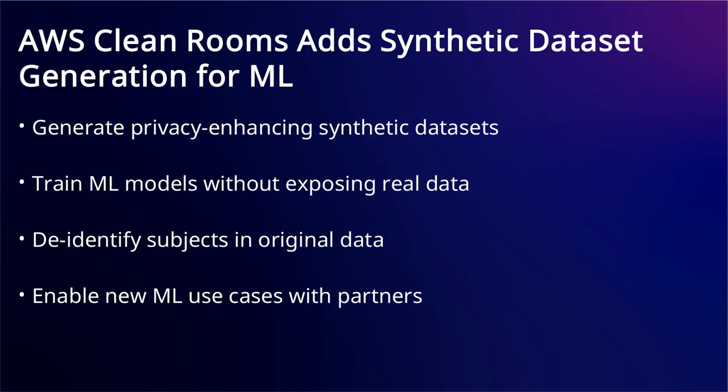Organizations often need to collaborate on ML projects but are restricted by data privacy concerns. AWS Clean Rooms now allows you to generate synthetic datasets from collective data for ML model training. You can create datasets with similar statistical properties to the original data without exposing real records. This de-identifies subjects in the original data, reducing the risk of model memorization. You can train regression and classification models using these synthetic datasets, enabling new use cases like campaign optimization and fraud detection while maintaining data privacy. This feature allows you to collaborate with partners on ML projects without sharing sensitive information, unlocking valuable insights from collective data.